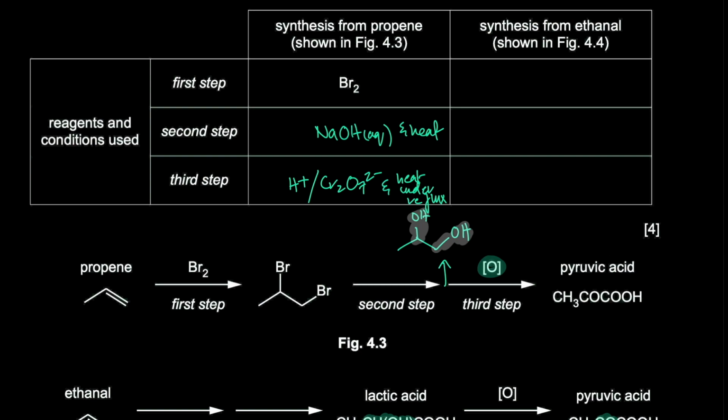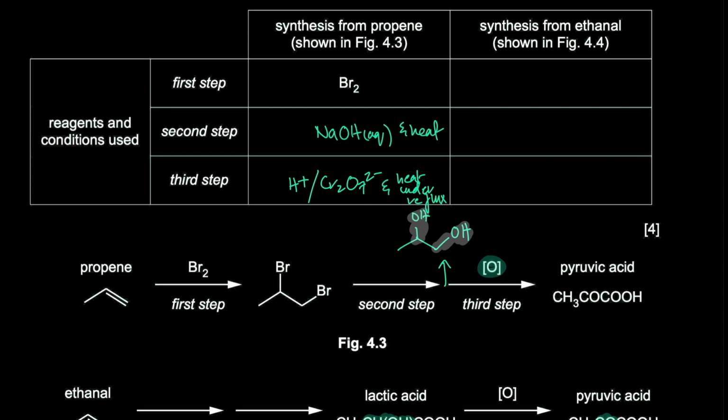The reason we heat under reflux is because we want to make a carboxylic acid from a primary alcohol. To make a carboxylic acid from a primary alcohol, we have to heat under reflux. If we did heat and distill, we would make an aldehyde. So you have to specify that it's heat under reflux.